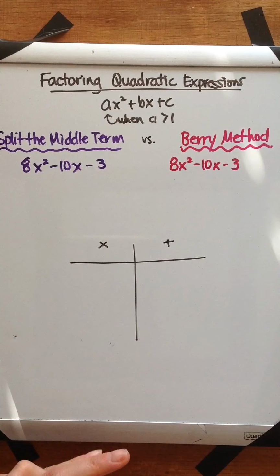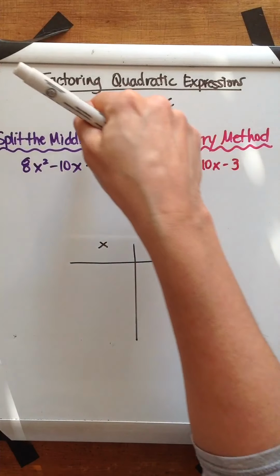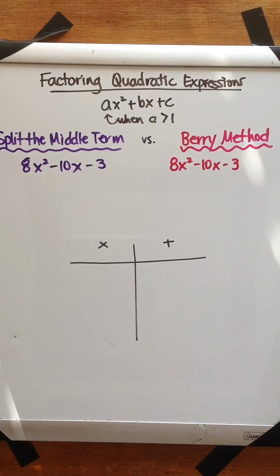To help you in your decision of which method you like to use for factoring quadratic expressions, I thought for this final video we would do a side-by-side comparison of the two methods. So again, these are the two methods we're going to use when the a value in your quadratic expression, even if you take a GCF out, is bigger than 1.